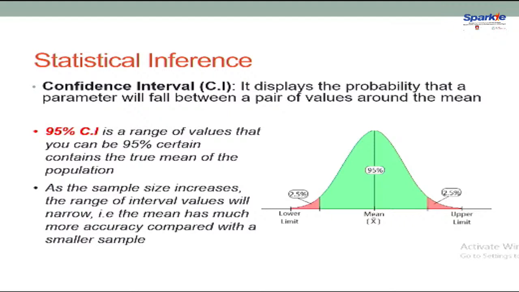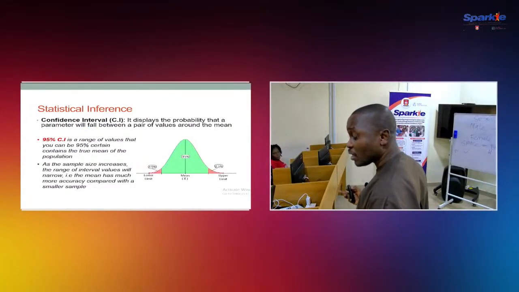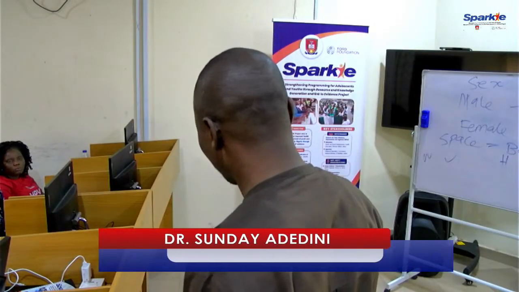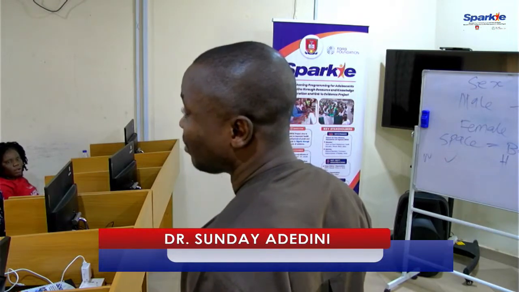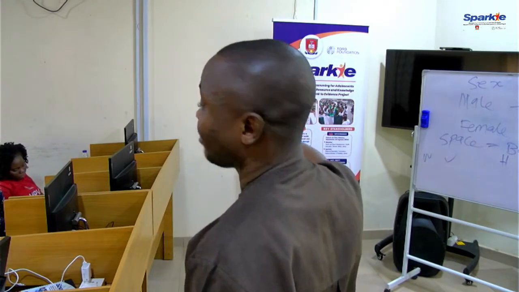For statistical inference, we have the concept of the confidence interval, which displays the probability that the parameter will fall between a pair of values around the mean. Mostly in the social sciences, we make use of the 95% confidence interval, saying that whatever conclusion you reach, you are 95% confident that the decision you have made is accurate and valid. But in most of the biomedical fields, particularly clinical trials, you do not want to take more than 1% risk.